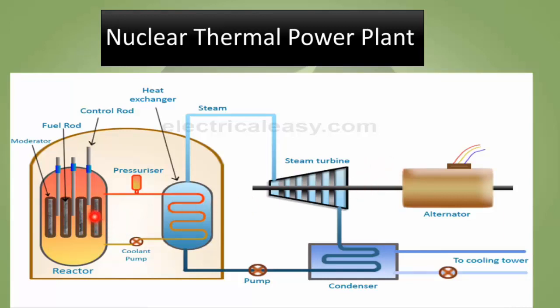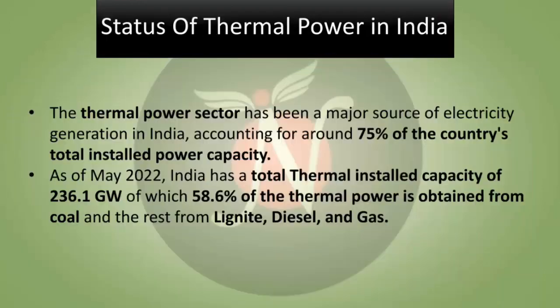Here there is a reactor, so uranium 235 is used. Due to fission, heat is generated, and then water is heated. Then this steam is taken to the steam turbine, it rotates, and this kinetic energy will be changed into electrical energy. Now, what is the status of thermal power in India?